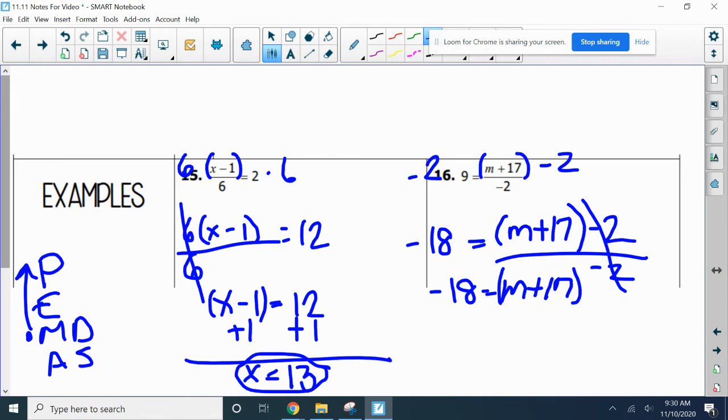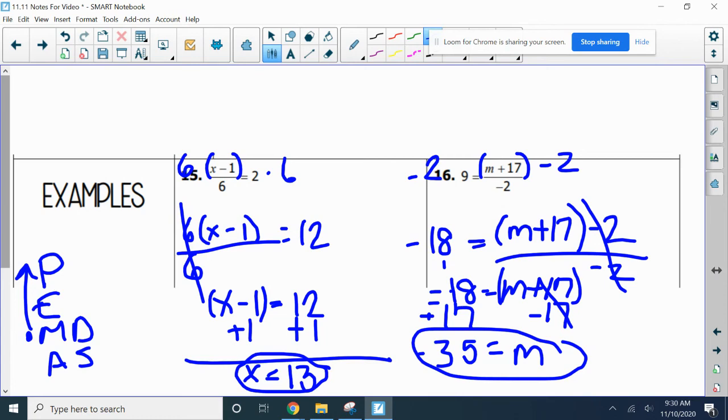So I have addition in my parentheses. I need to use subtraction to get rid of addition. So minus 17, minus 17. So m, and then negative 18 minus 17 is going to give me, well, plus a negative. So I have two negatives. We're going to add them and make a bigger negative. So 8 and 7 is 15. 1 and 1 is 2, plus the one we carried is 3. So negative 35. Awesome.